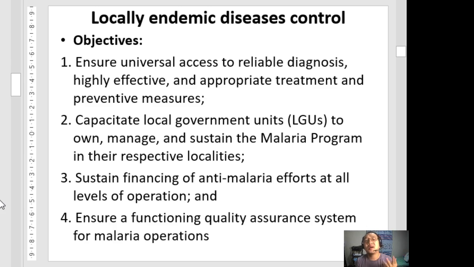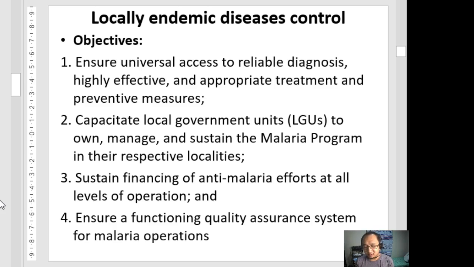And number three, sustain financing of anti-malaria efforts at all levels of operation. So this comes with finances, budgets, resources, about money. Okay. And fourth, ensure functioning of a quality assurance system for malaria operations.